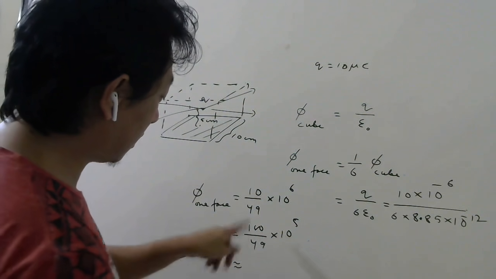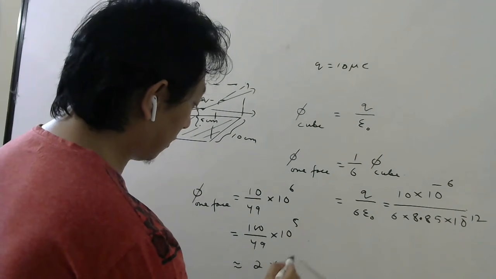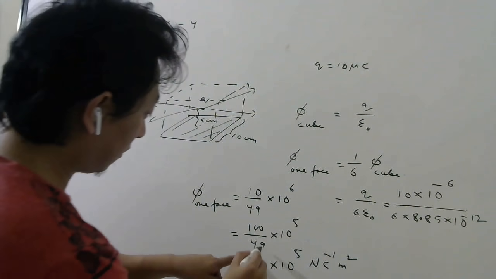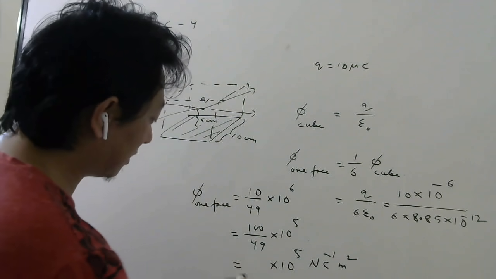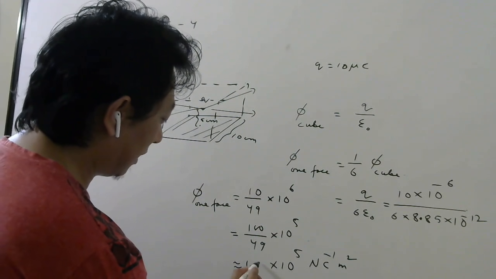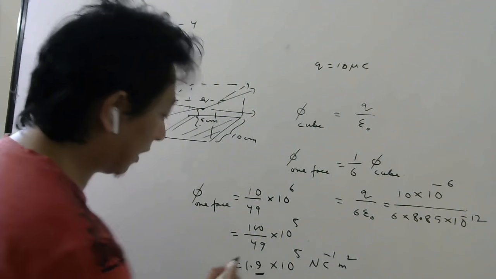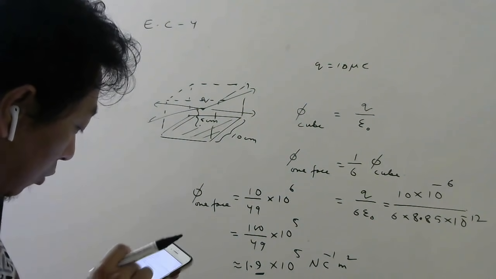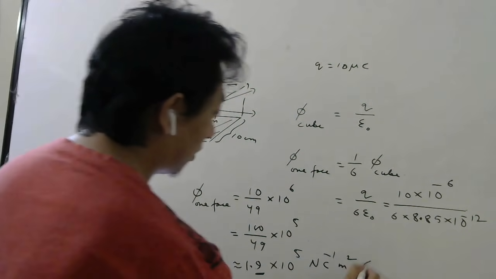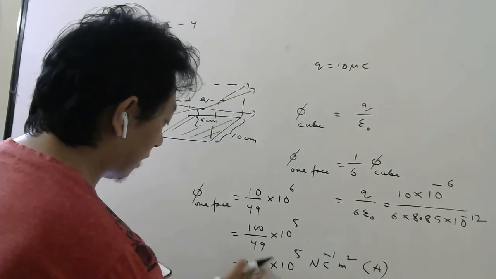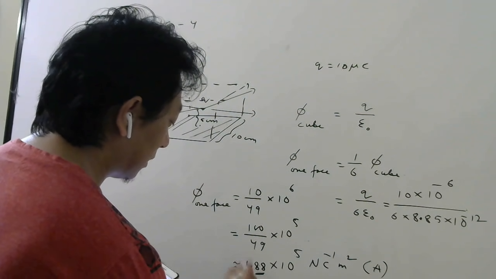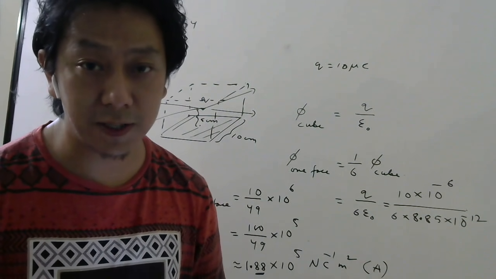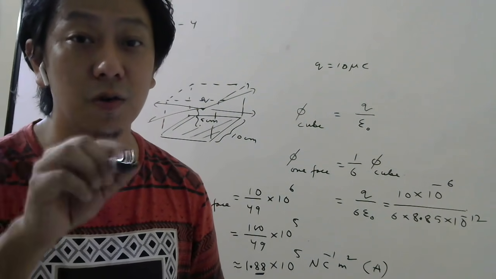So if this is 50, answer will be 2 into 10 to the power 5 Newton per coulomb meter square. But since this is not 50, this is 49, answer will be slightly less than 2, maybe 1.98 something. So this number will be around 9 or 8 like that. So what you should do now, check with which option it is closest. Option A, 1.88. So if you do it correctly, you will get 1.88. If you want to do it exactly, it will take more time, so try to do approximately and then check which option is the closest one.